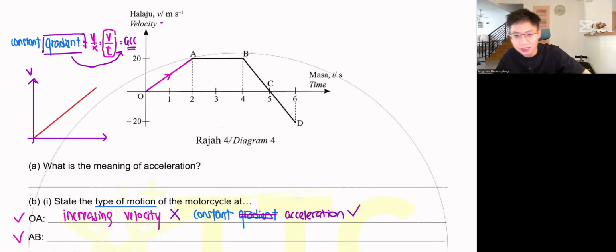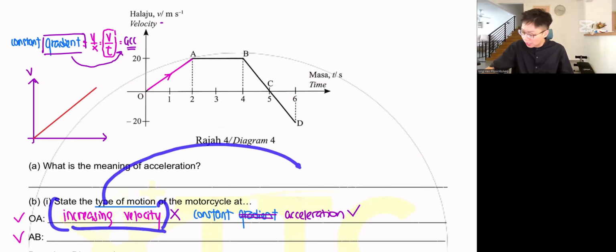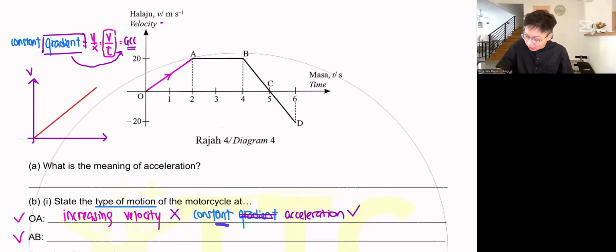So this is the correct answer: constant acceleration, rather than just saying increasing velocity. Actually, the two words "increasing velocity" are so basic that they can combine into one word, acceleration. So we can say constant acceleration, and my answer will be even more specific. Correct or not?